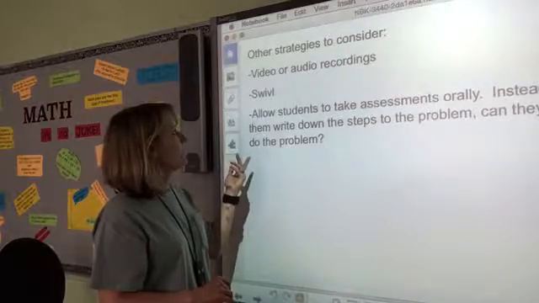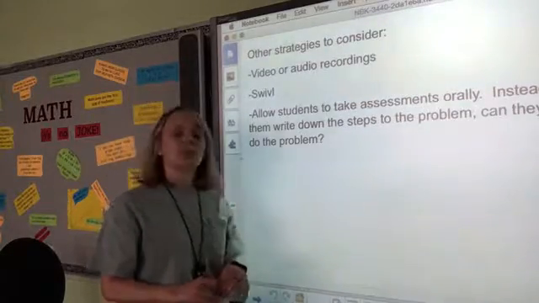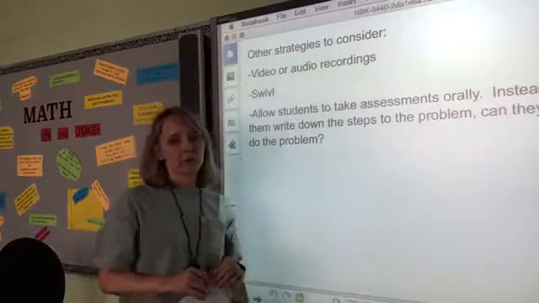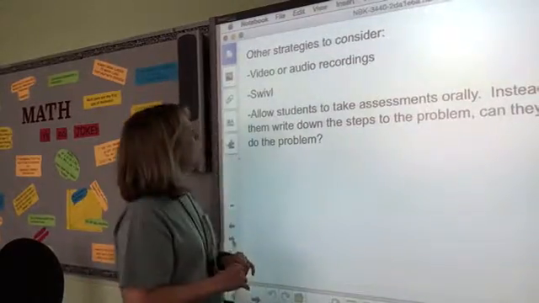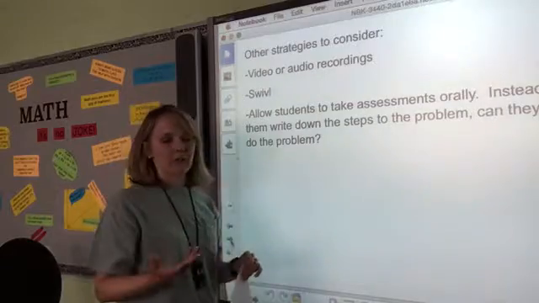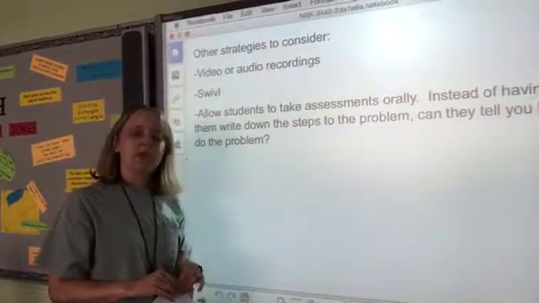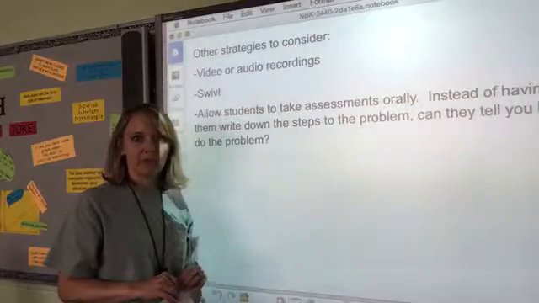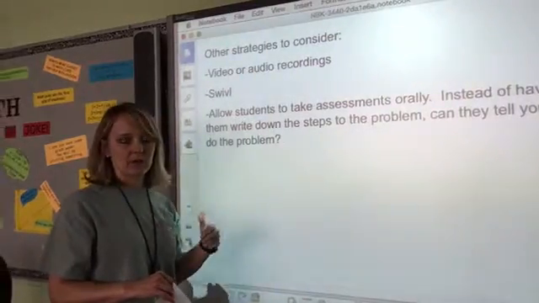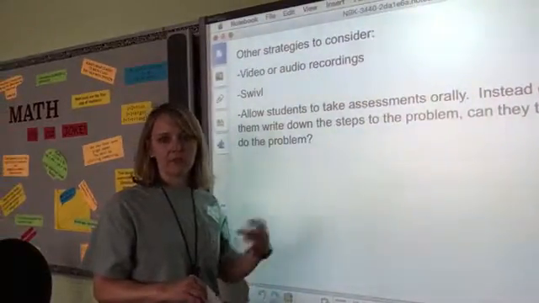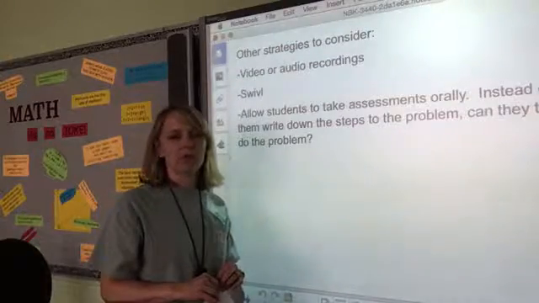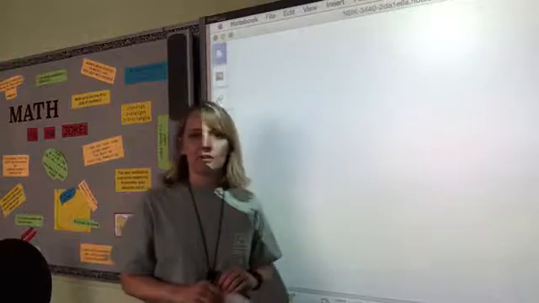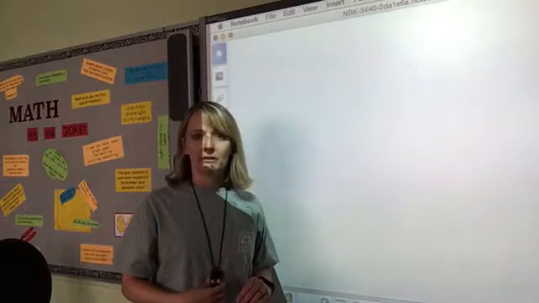Some other strategies to consider would be to allow your student to video or audio record your lesson, to use a Swivl camera like I'm doing right now, and allow students to take assessments orally. I've done this in the past too, where I'm mostly concerned with, do they understand the problem-solving process? Even if they're getting caught up in a positive or a negative, are they understanding the process of it, with geometry being such a reasoning type of math? And that's the strategy that I like to use with attention deficit hyperactivity disorder.